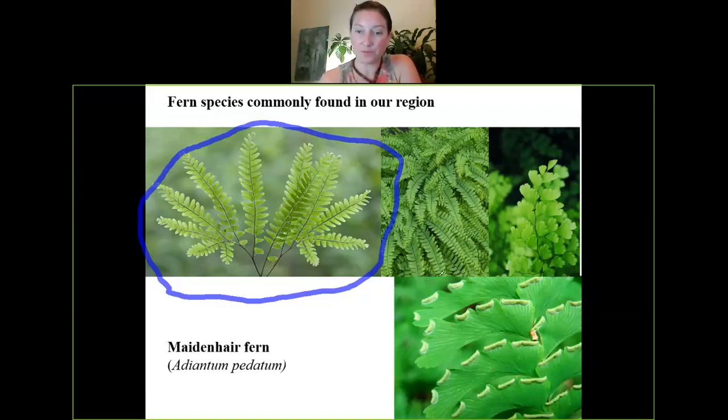Maidenhair fern is also one of the species that has that false indusium that we talked about, right? So where the leaf margin or edge rolls over on top of the sporangia to protect them. So here's one here. Here's one false indusium here.